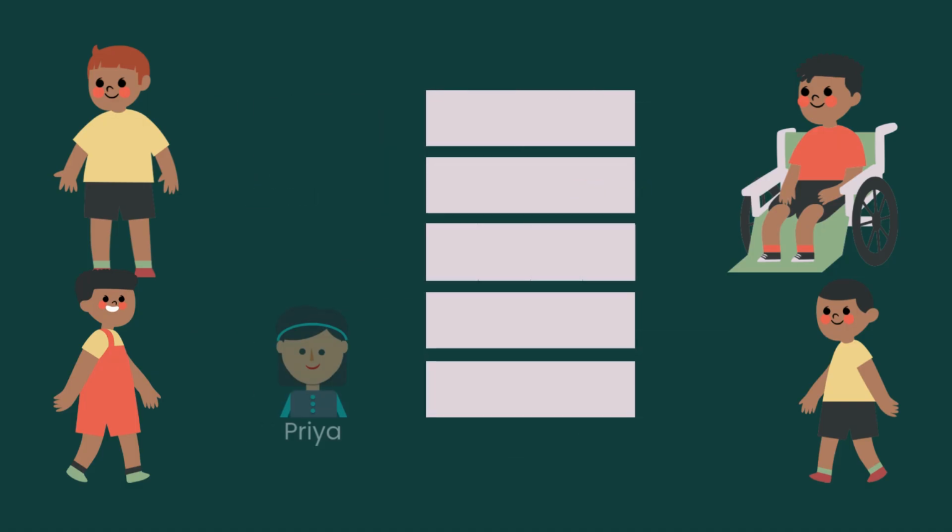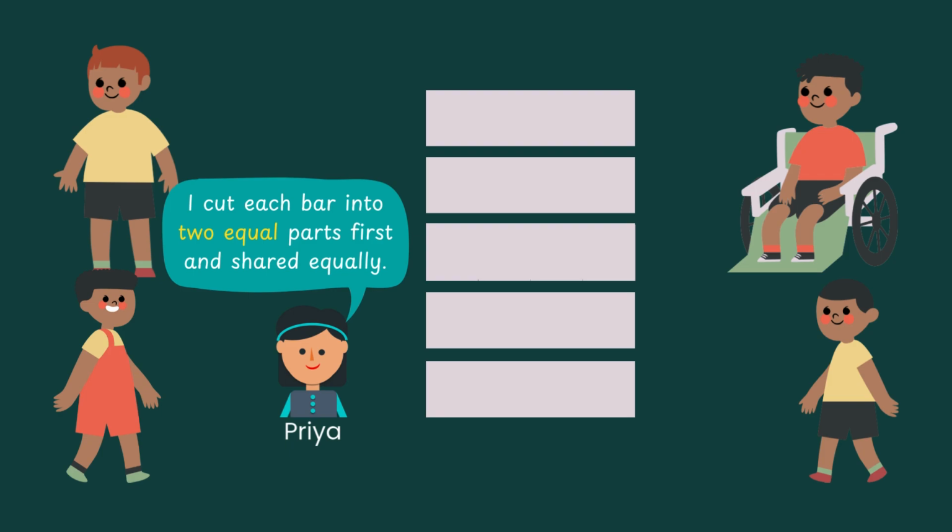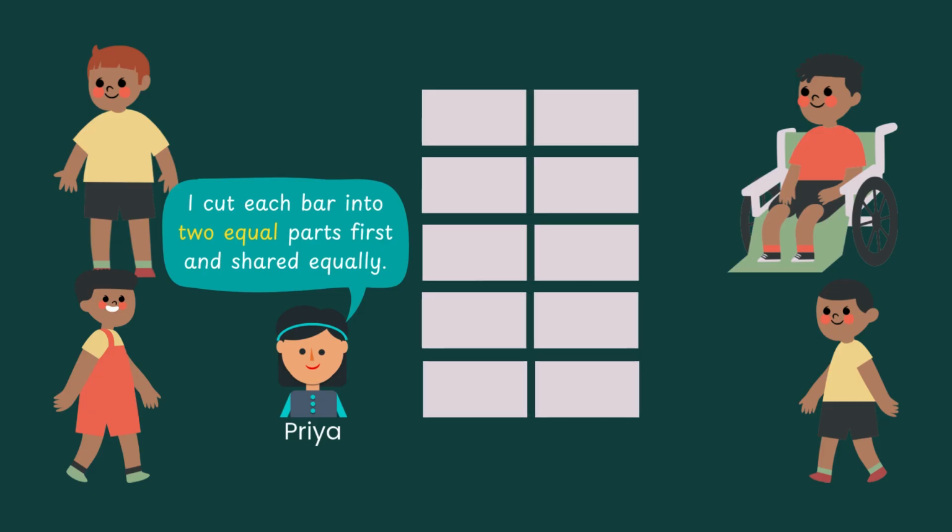Does someone have a third method? Aha! That looks like an interesting method, Priya. But can we cut each bar into 2 equal parts first and still share equally? Do you think that would work? What do you all think? Let me know in the comment box below.